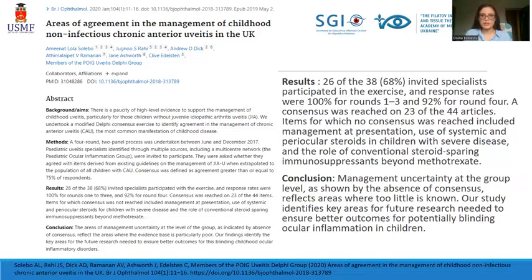In conclusion, management uncertainty at the group level, as shown by the absence of consensus, reflects areas where too little is known. This study identifies key areas for future research needed to ensure better outcomes for potentially blinding ocular inflammation in children.